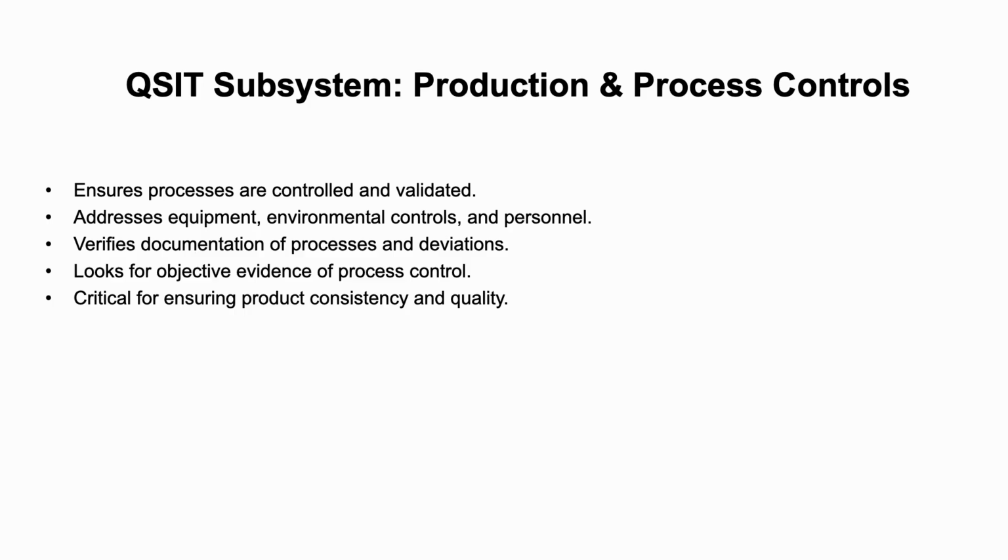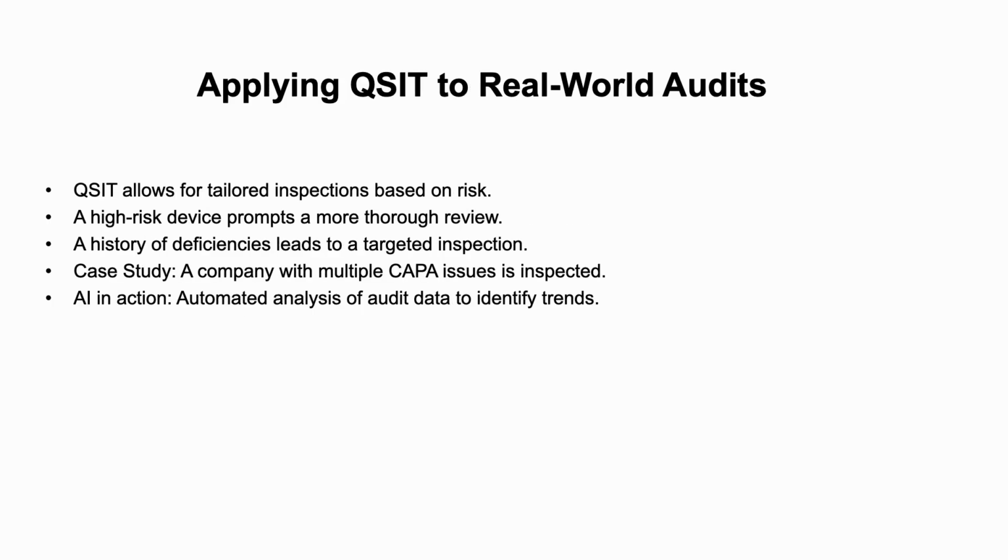The FDA also looks for clear and documented procedures for all production processes and for the proper handling of any deviations or nonconformances. This might involve reviewing batch records, which provide a complete history of the manufacturing process for a specific lot of devices. This subsystem is all about ensuring that the manufacturing process is predictable, repeatable, and well controlled. It is the final check before a product is released to market and is therefore critical for ensuring product quality and patient safety.